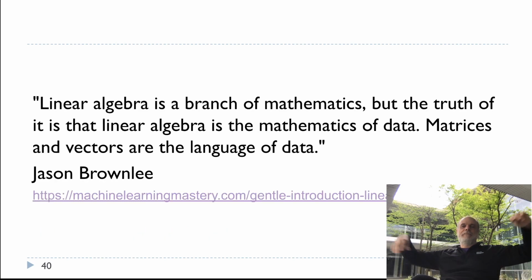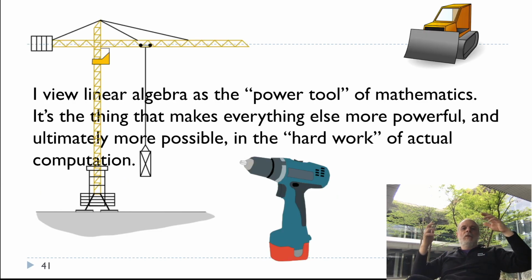So, finally, linear algebra is a branch of mathematics, but the truth is that linear algebra is the mathematics of data. Matrices and vectors are the language of data. This was said by Jason Brownlee. The way I like to say it is, I view linear algebra as the power tool of mathematics. It's the thing that makes everything else more powerful and ultimately more possible in the hard work of actual computation.